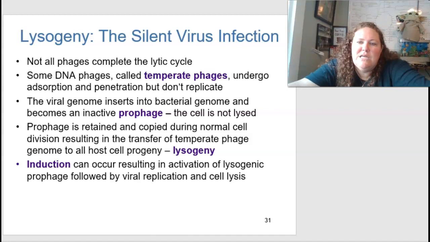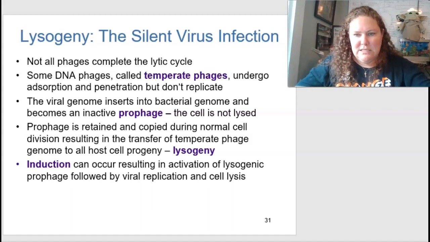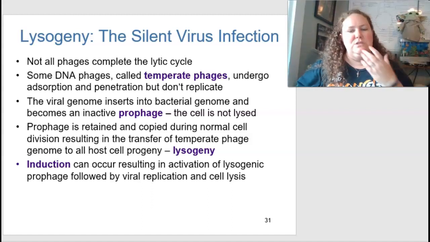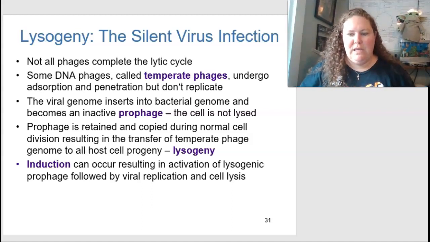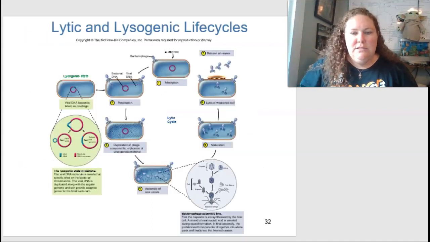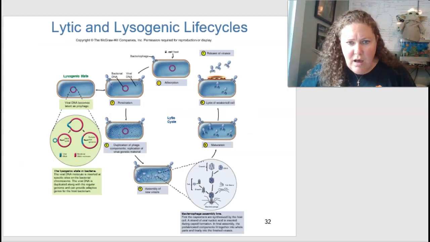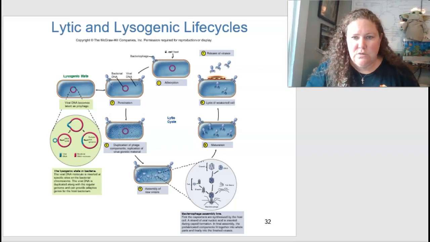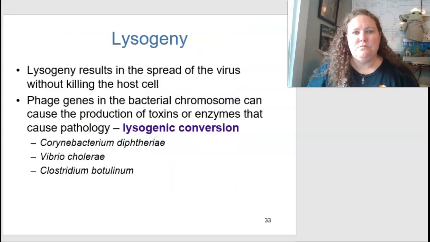The prophage is going to be retained and copied during normal cell division, and this is going to result in the transfer of the temperate phage genome into the host cell progeny, otherwise known as lysogeny. And if induction occurs, then this results in the activation of the lysogenic prophage, which is going to be followed by the viral replication and cell lysis. All right, so here is your fun little diagram of the lytic and lysogenic life cycles. And again, this is in your book, so you can look into it a little closer, okay?